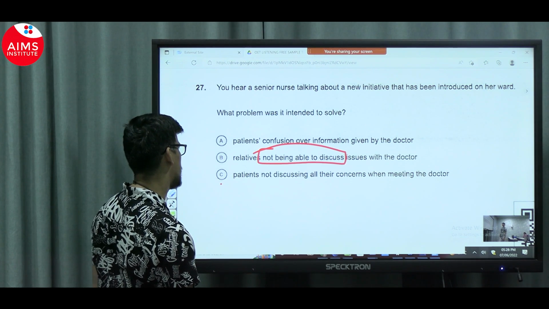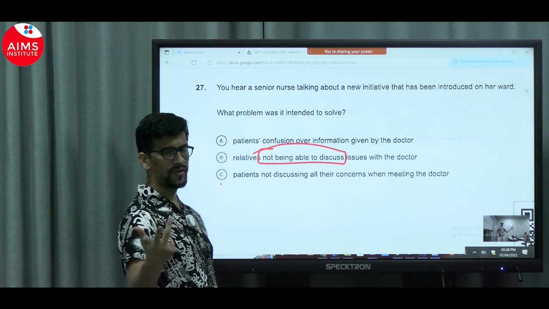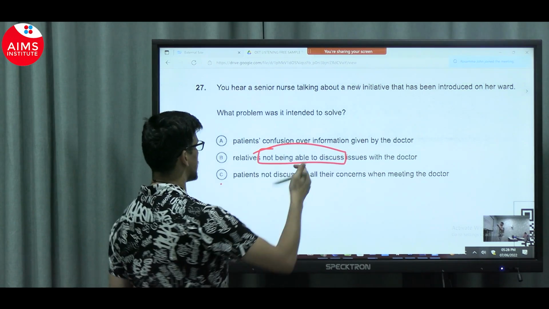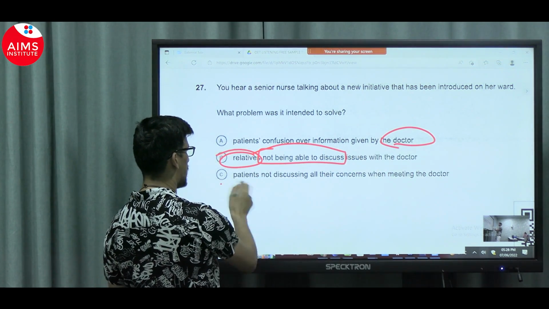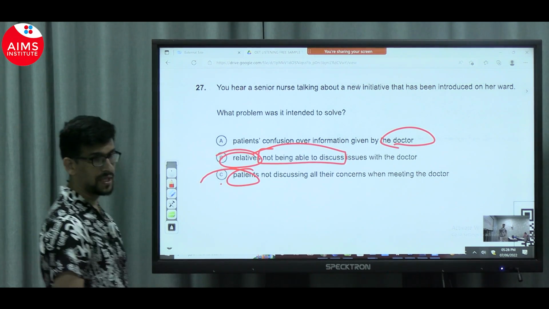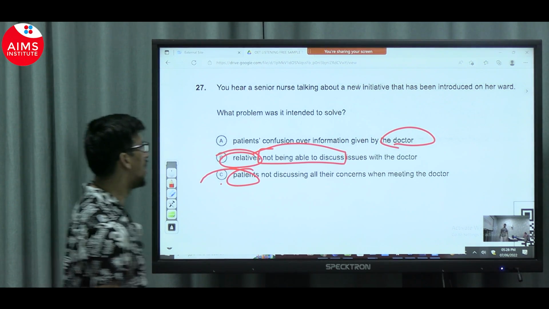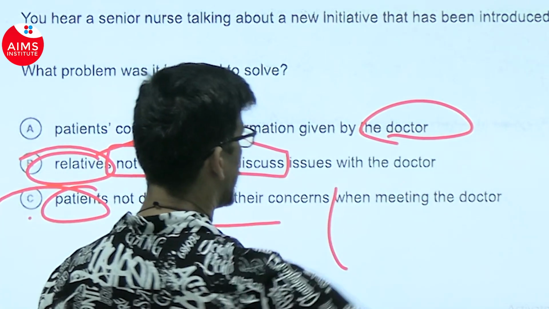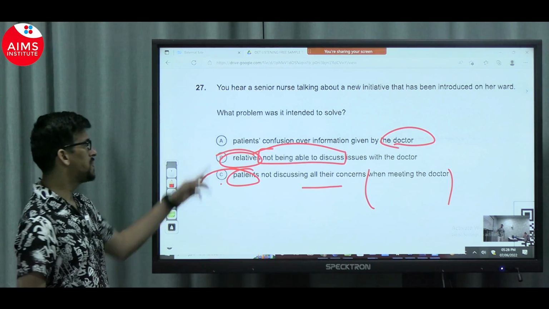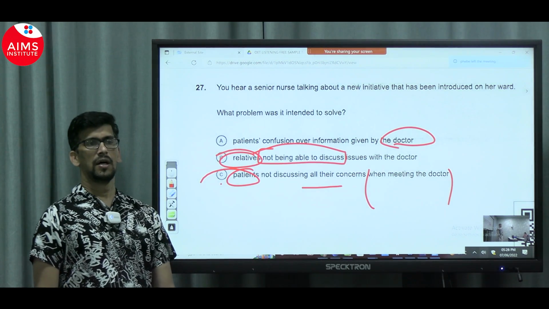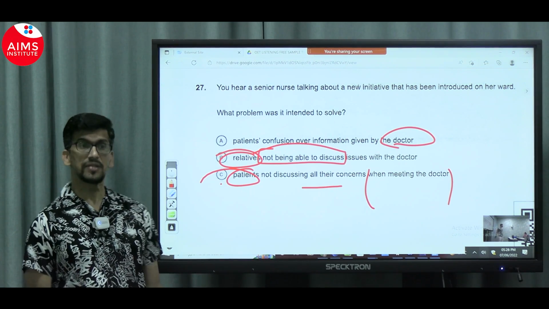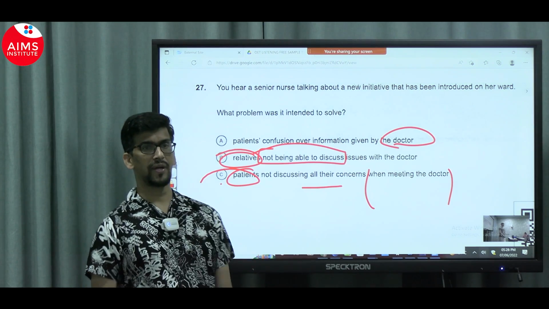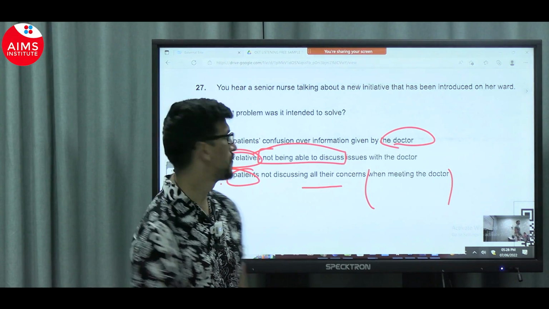Now there is a problem. If you think about the three parties, one is doctors are at problem, the other one, relatives are at problem, and the third one, patients: patients not discussing all their concerns when meeting the doctor. So option B and option C are both about discussing with the doctor openly. One is relatives not discussing, the other one is patients not discussing.